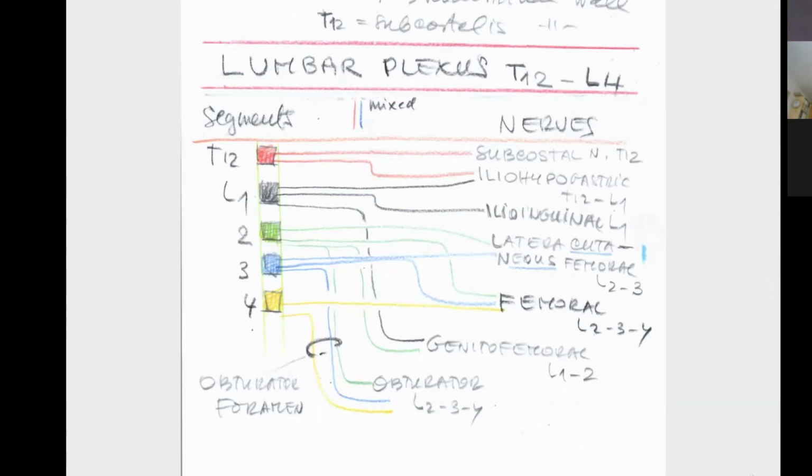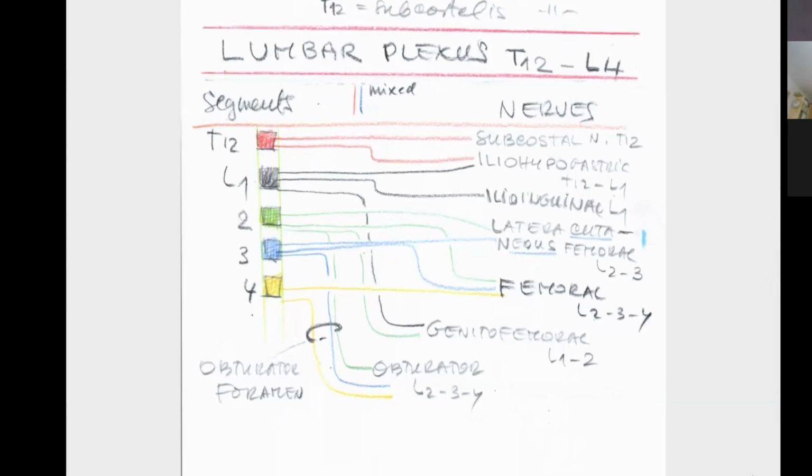So you will look into the book, and then you will study the main branches. Please, only the main branches, because we don't have that much time, and we have to know the orientation of the main structures, because we have to be sure about the peripheral nerves.